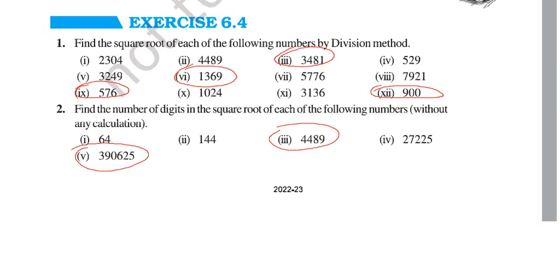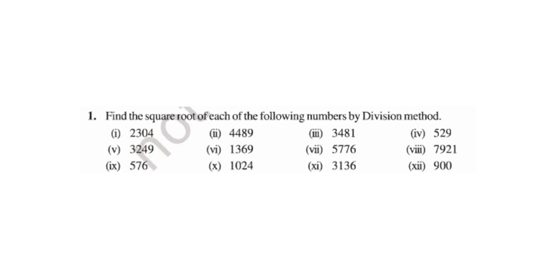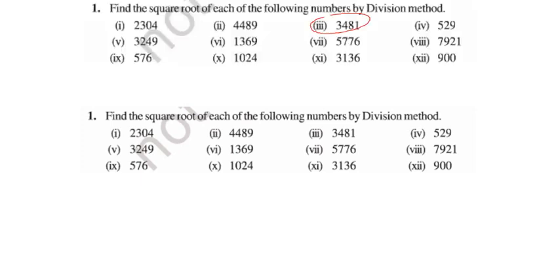So let's start with question 1 and sub question number 3. 3481, they say find the square root of each following number by division method. We learned from prime factors before, so now this is another method to do it. If you studied the chapter, you know how to do this one.